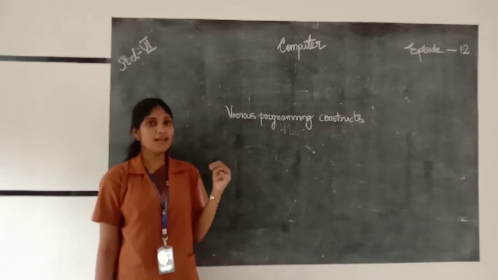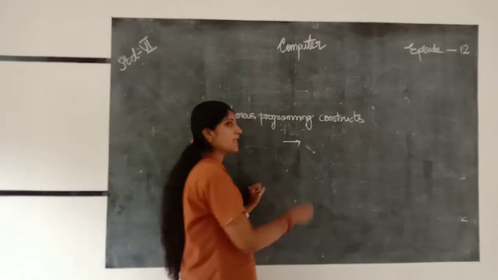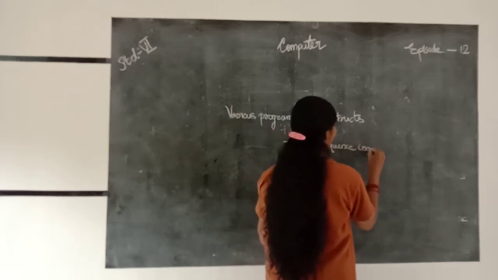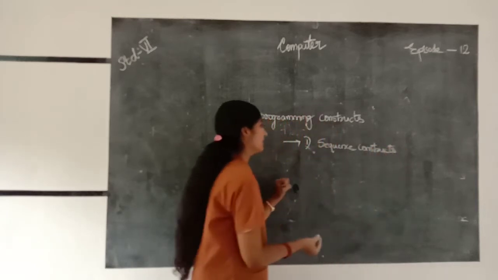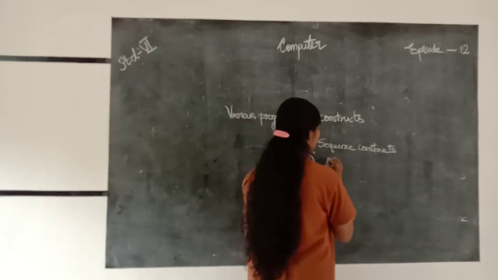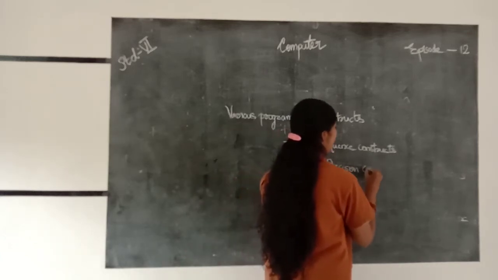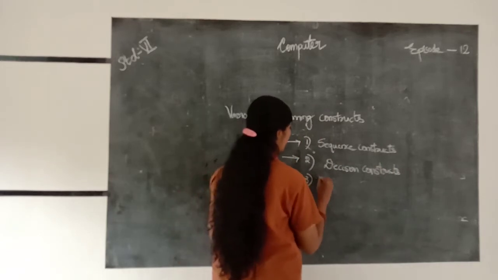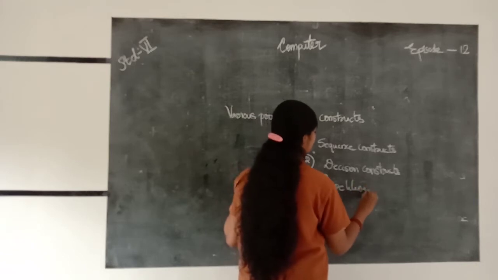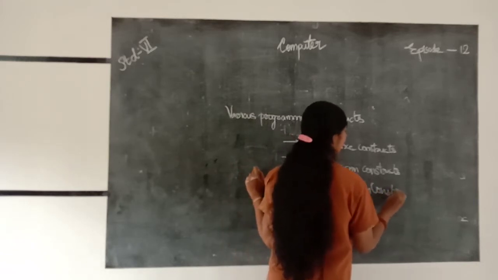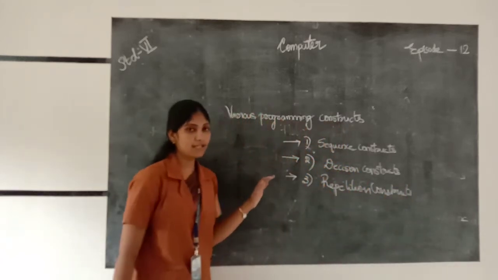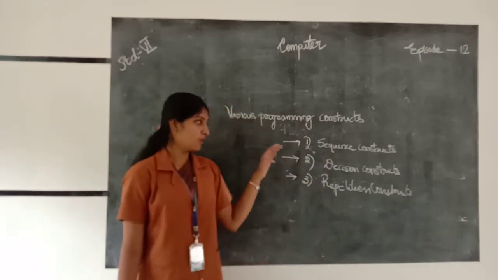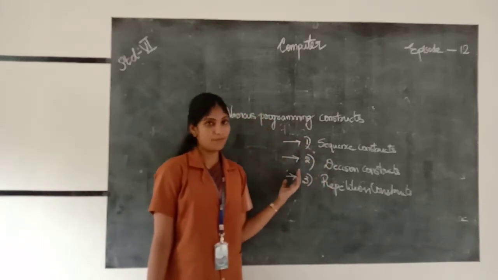We can construct a flowchart in three different ways. The first one is the sequence construct. The second one is the decision construct. The third one is the repetition construct. So we can draw a flowchart using the sequence construct, also the decision construct, which is another type, and the third one is the repetition construct.